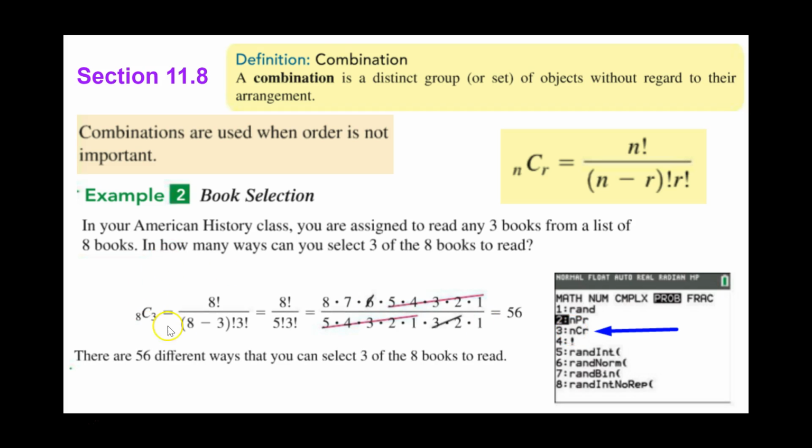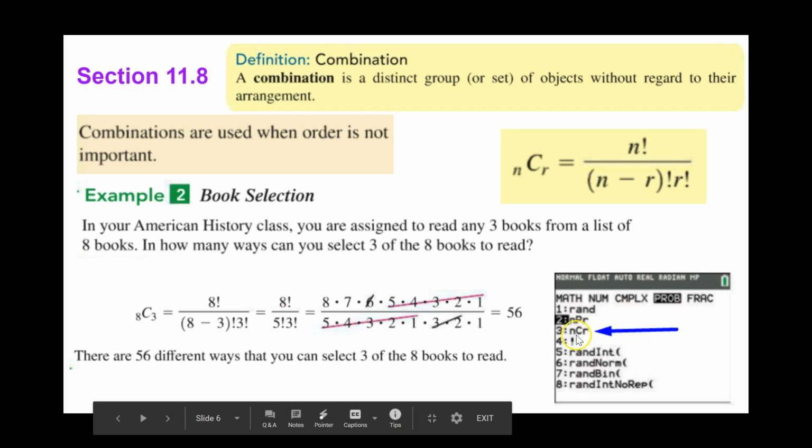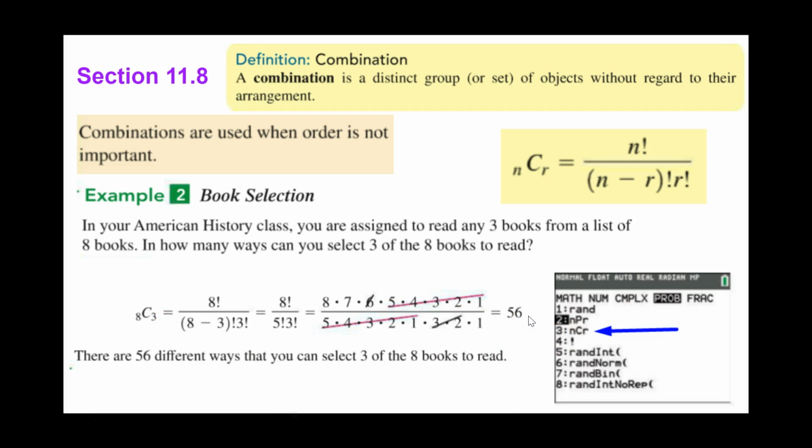So here we're going to put 8, go get this C, and then number 3. For those of you that have the high-tech one, you can just grab it and place in 8 and 3 and get 56 for this particular one. So once again, order does not matter in this one.